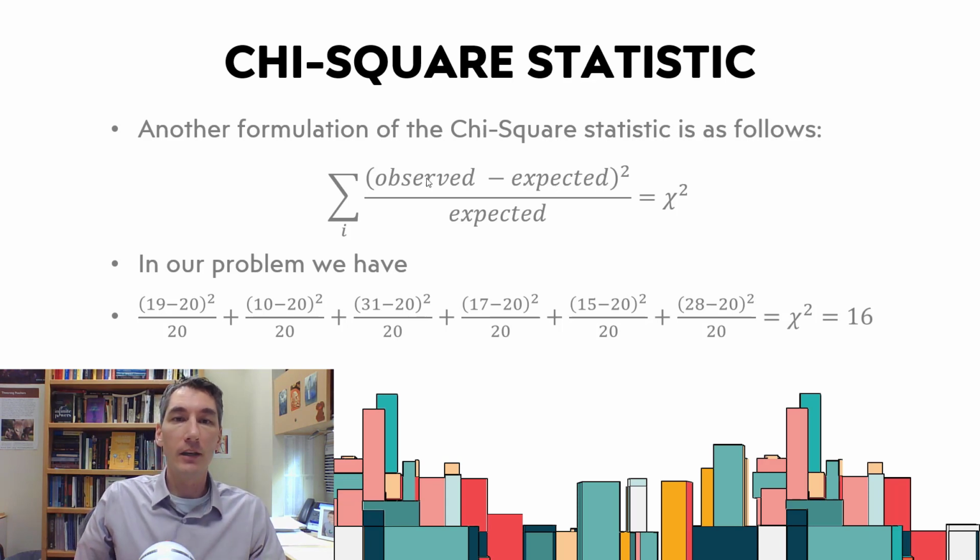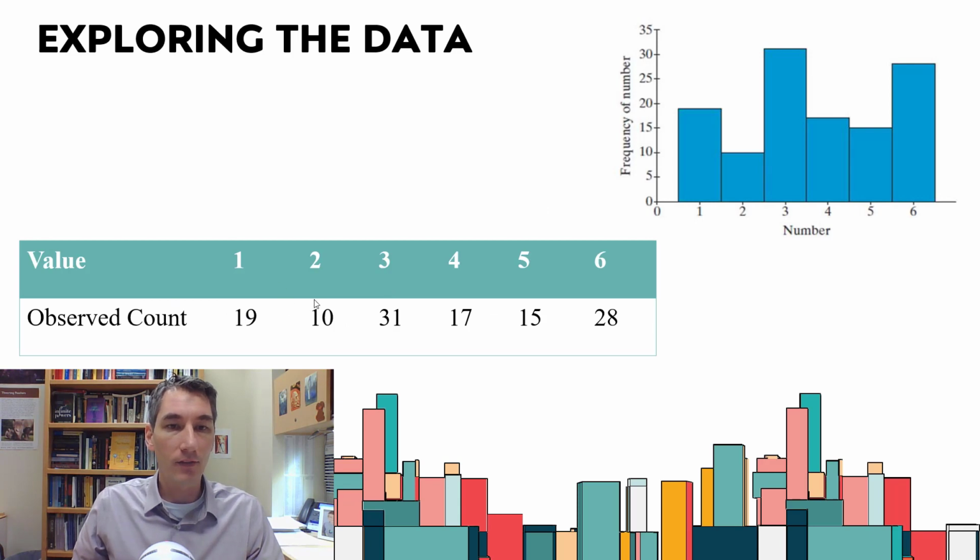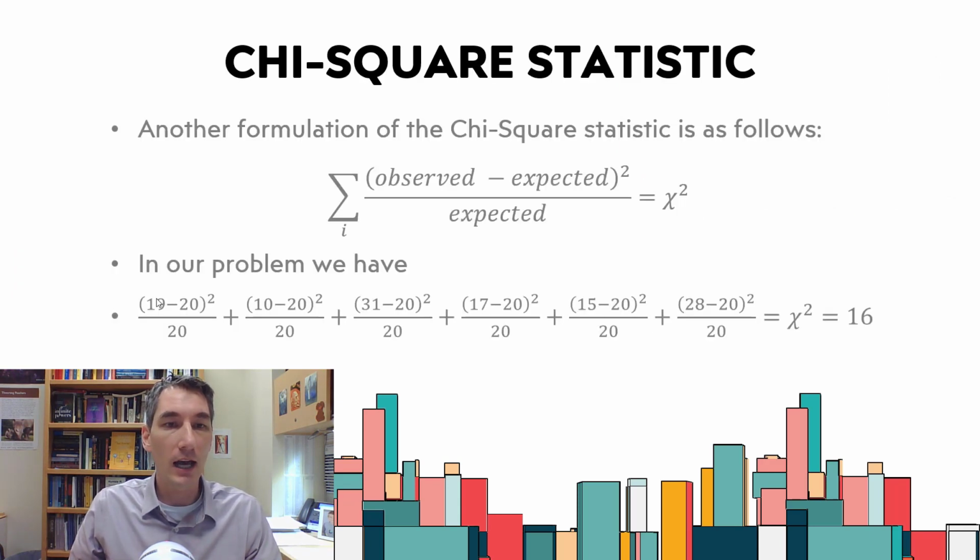All right? Now, the observed is what ended up being rolled. So if we jump back here, that's the 19, 10, 31, 17, 15, 28. So what actually got rolled goes here. And then we just sort of do, okay, so 19 minus 20 is 1. 1 squared is 1. 1 over 20 is 1 over 20. 10 minus 20 is 10. 10 squared is 100. 100 over 20 is 5.